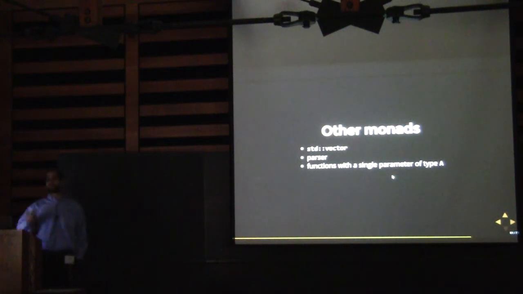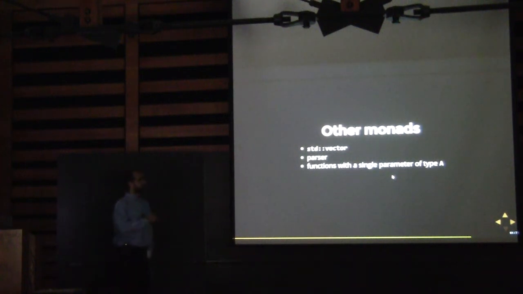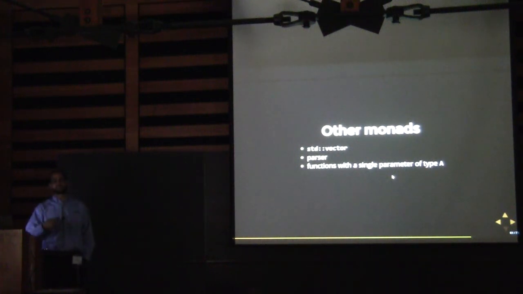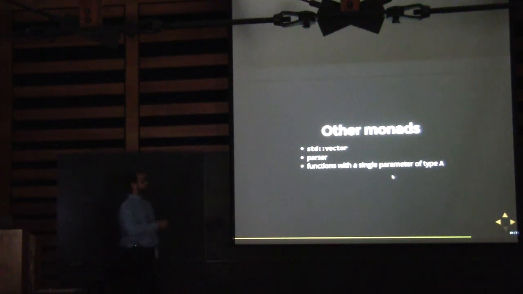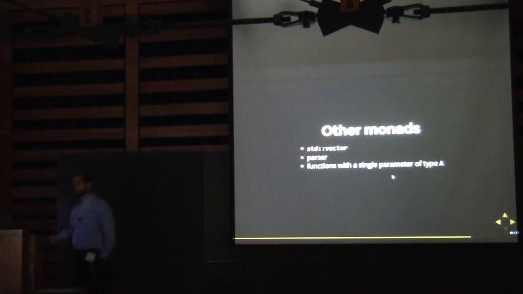Maybe at this point you're only convinced that applicative functors apply to parsers. But there's a lot more that they apply to. So other monads, we talked about parsers. And it turns out that a parser with a monadic operation can be fundamentally less efficient than one which is just an applicative functor. This is one of the properties. It depends on how much you want to expose. Functions with a single parameter of type A are also monads.